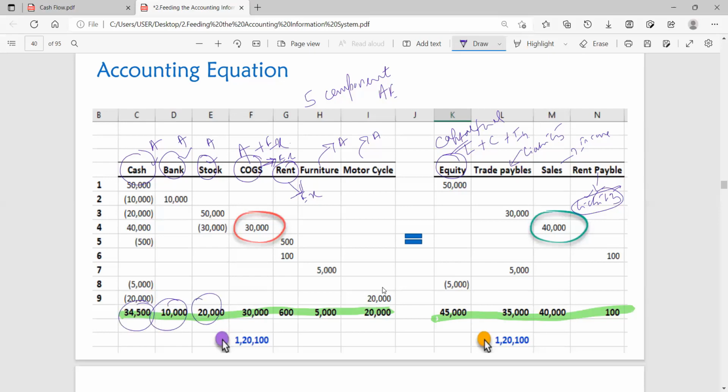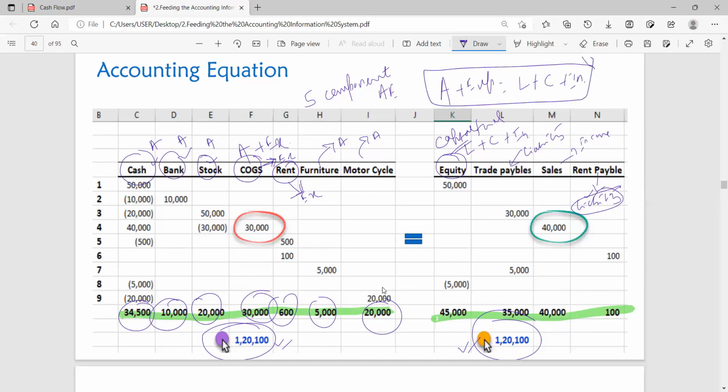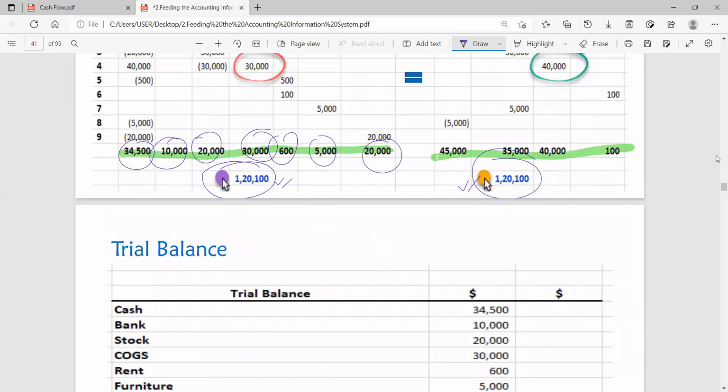And if you total the net figures, both sides, left hand side and right hand side, here we are getting an equal figure. Total of both sides is equal: 1,20,100, 1,20,100. Because that is based on the accounting equation, where asset plus expenses equal liability plus capital plus income. So this is the accounting equation. Obviously, the sum total will match on both sides. So these are the balances we got.